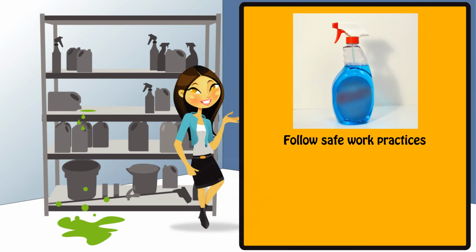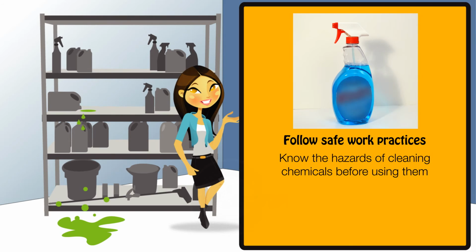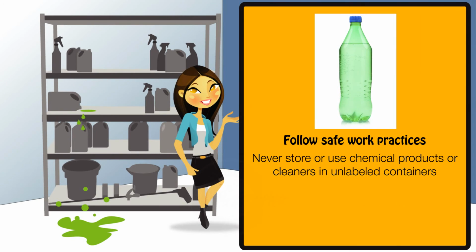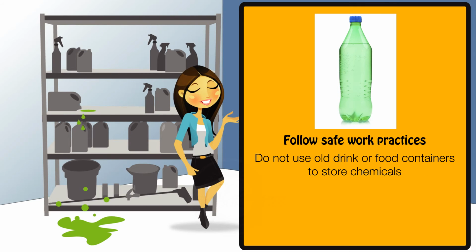Follow safe work practices. Know the hazards of cleaning chemicals before using them. Make sure all chemical containers, such as spray bottles, have a label on them that clearly identifies the chemical product name and the main safety information about the chemical, i.e. corrosive. Avoid all contact with skin. Never store or use chemical products or cleaners in unlabeled containers. Do not use old drink or food containers to store chemicals.